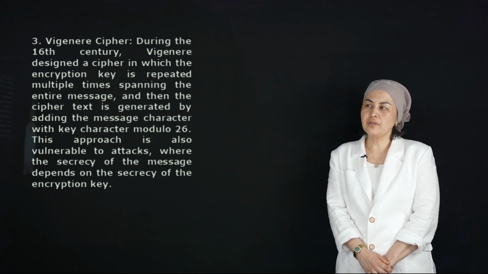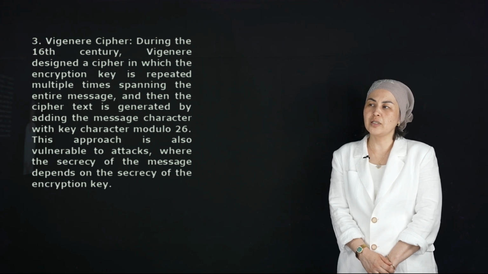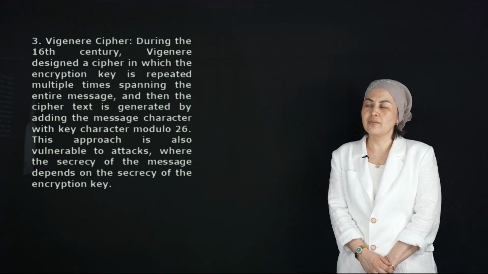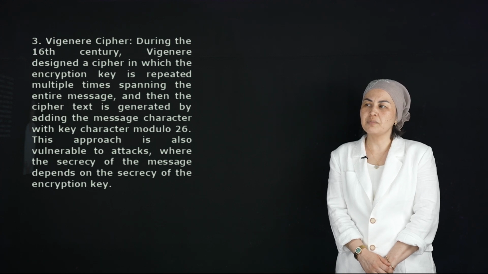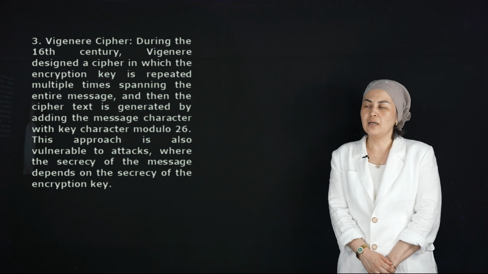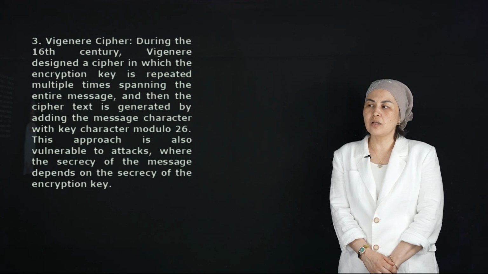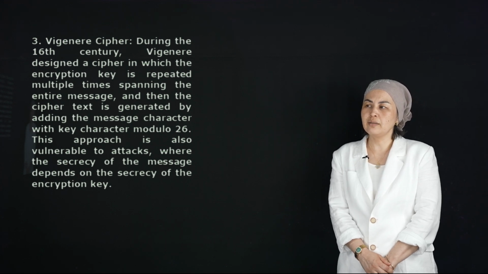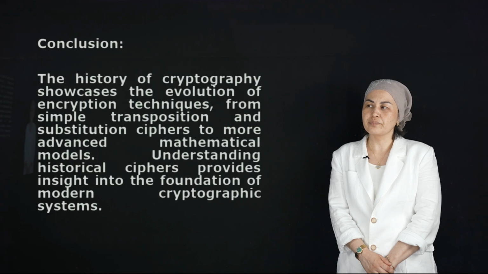And the Vigenère cipher. During the 16th century, Vigenère designed a cipher in which the encryption key is repeated multiple times, spanning the entire message, and then the ciphertext is generated by adding the message character with the key character modulo 26. This approach is also vulnerable to attacks, and the secrecy of the message depends on the secrecy of the encryption key.